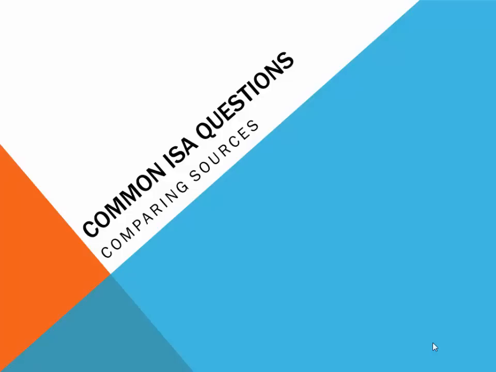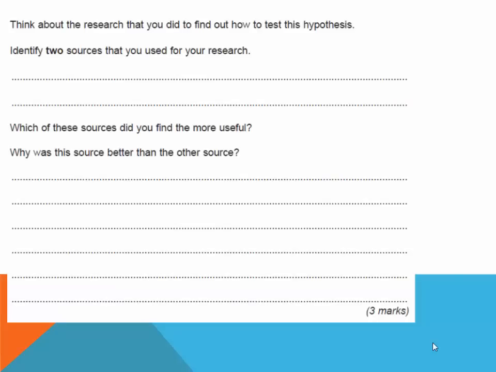In all types of ISA, once you've planned, researched and completed your candidate research notes, the Section 1 exam paper will ask you to list and then compare the two sources of information you shortlisted. The question, as shown, is exactly the format that's been used in all the ISAs we've seen so far.